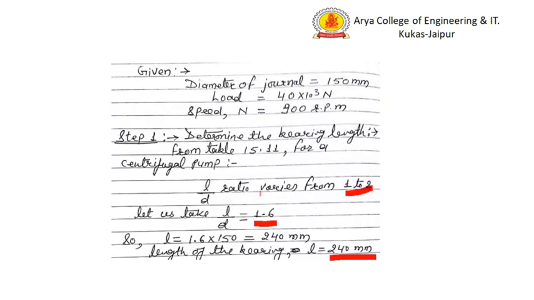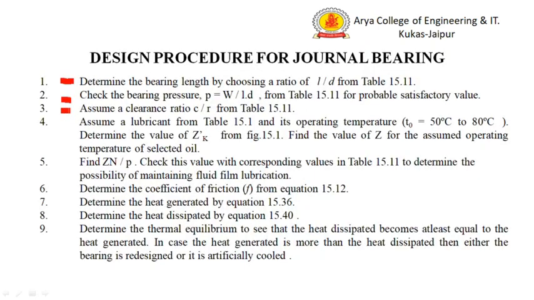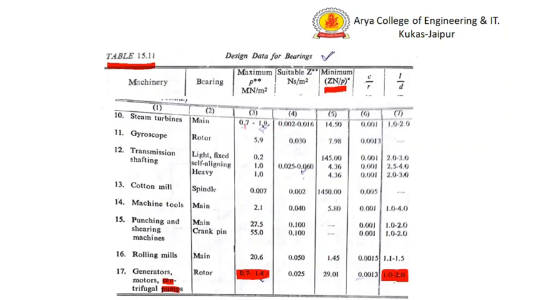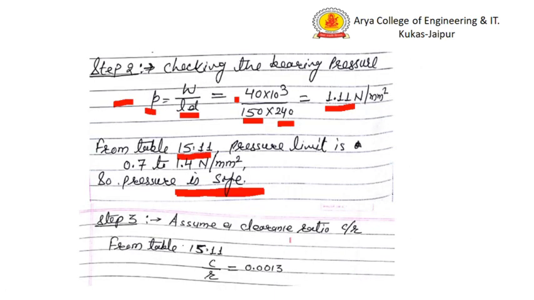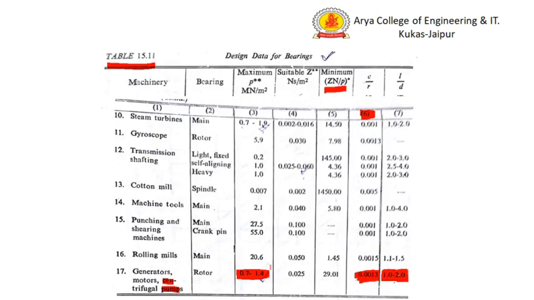Now for step 3. What is step 3? Step 3 is to assume a clearance ratio C by R from table 15.11. So again we use this table 15.11, and for our application, in column 6, we can take the value of C by R as 0.0013. So in step number 3, we select the clearance ratio C by R as 0.0013.